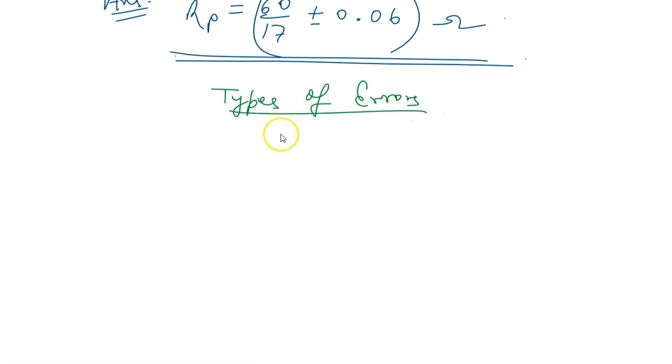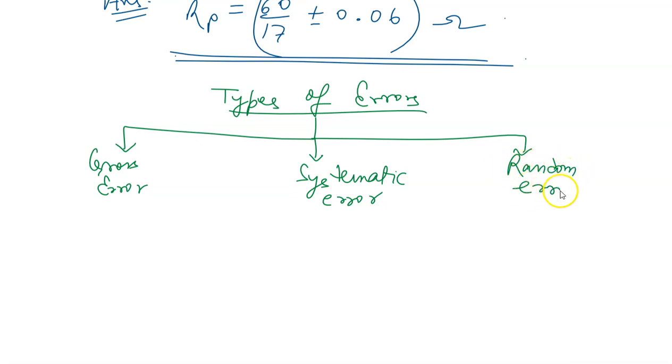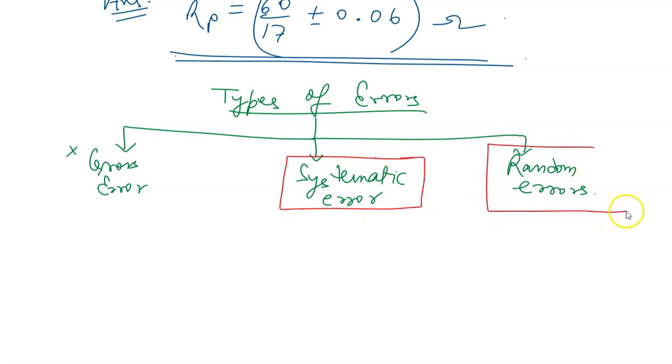So we have three types of error. One, gross error. Then we have systematic error. And then we have random errors. So we are not going to focus on gross errors, but we will mainly explore all the errors due to instrument and by the randomness, or you can say the carelessness.